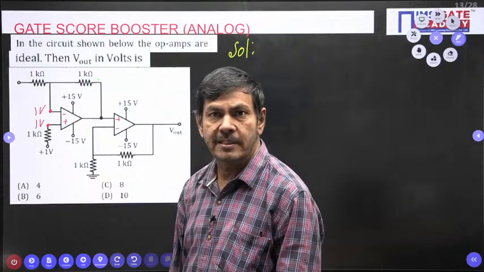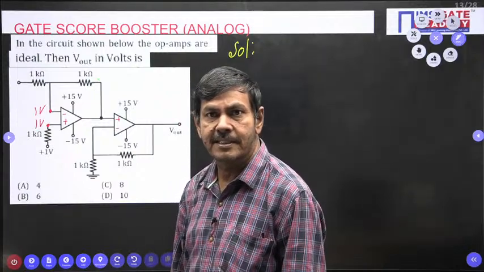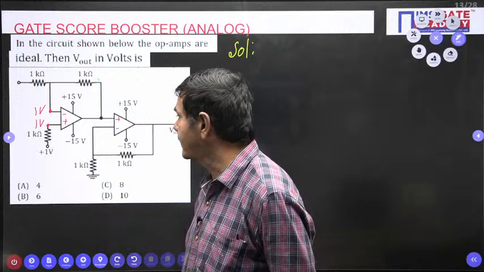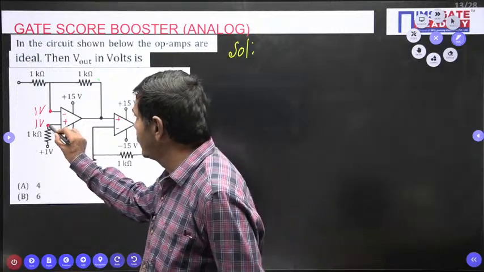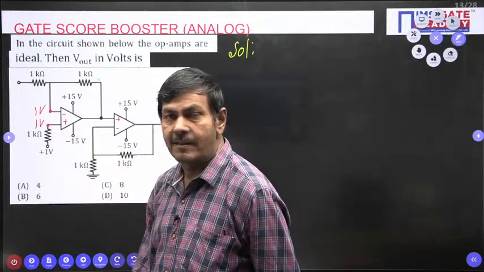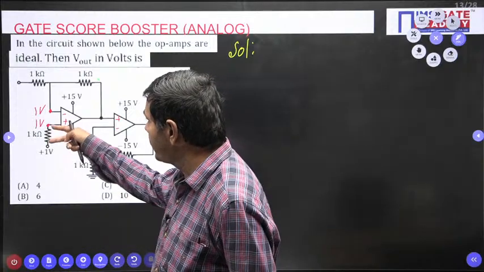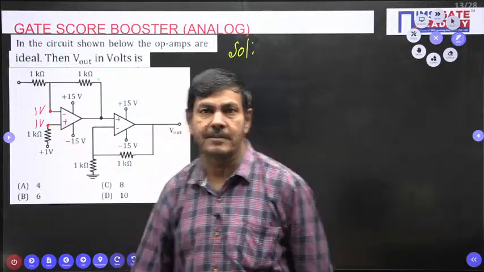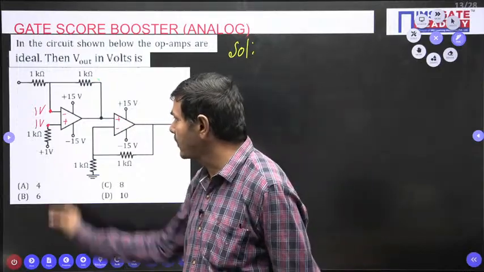Yes, one student gave 1.4 something. I will check now, we can check what answer it comes. This voltage, 1 voltage, this is a 1 voltage only. But you should not say there is some drop across the 1 kilo ohm. No, impossible. You cannot find any voltage drop across the 1 kilo ohm.